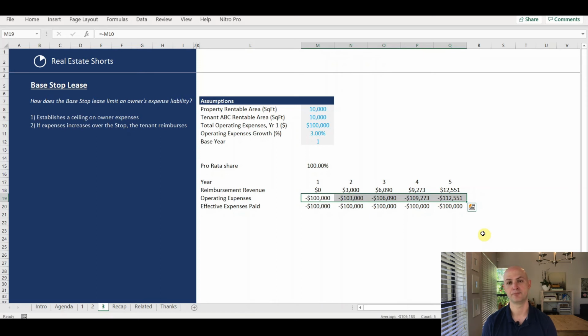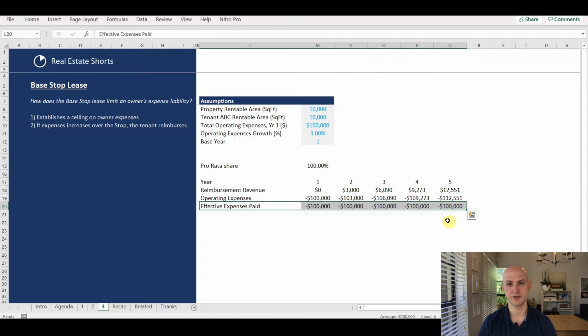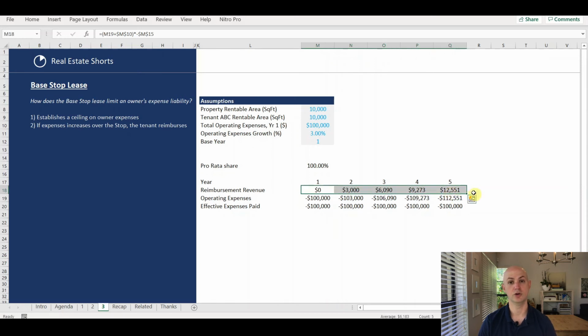by 3%, if it's under a traditional year one base year, base stop lease, then that means that the operating expenses due by the owner will always be $100,000. And the operating expenses due by the tenant will be the difference over the $100,000 every year. So this tenant would owe the owner $3,000 in the second year, $6,090 in the third year, and so on. Because with every year, as those operating expenses increase, they would owe more to the owner.